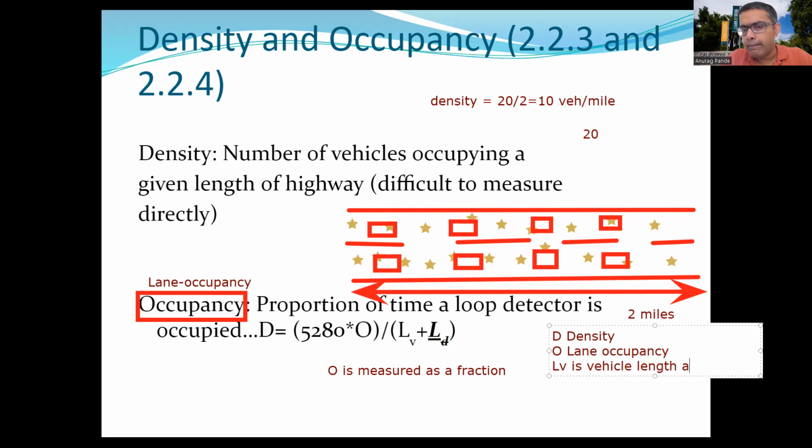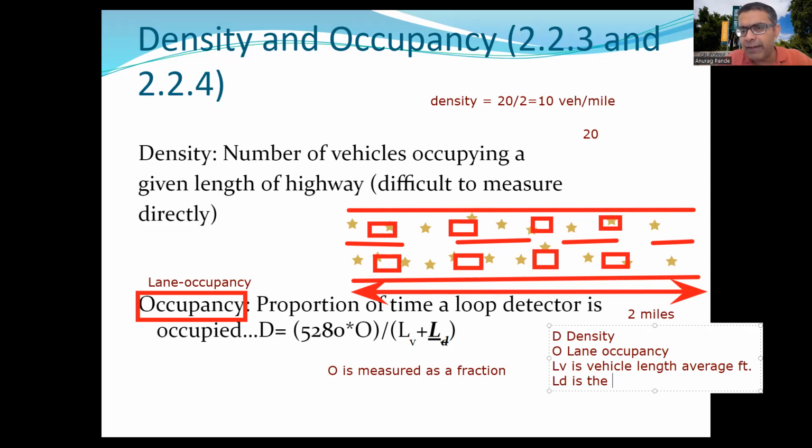LV is vehicle length on average, in feet. So if you are mostly made up of passenger cars, your vehicle length would be 20 feet. But if you have a higher proportion of trucks, it can go up a little bit, maybe a few feet. You'll have to rely on what kind of vehicle fleet you have passing through.